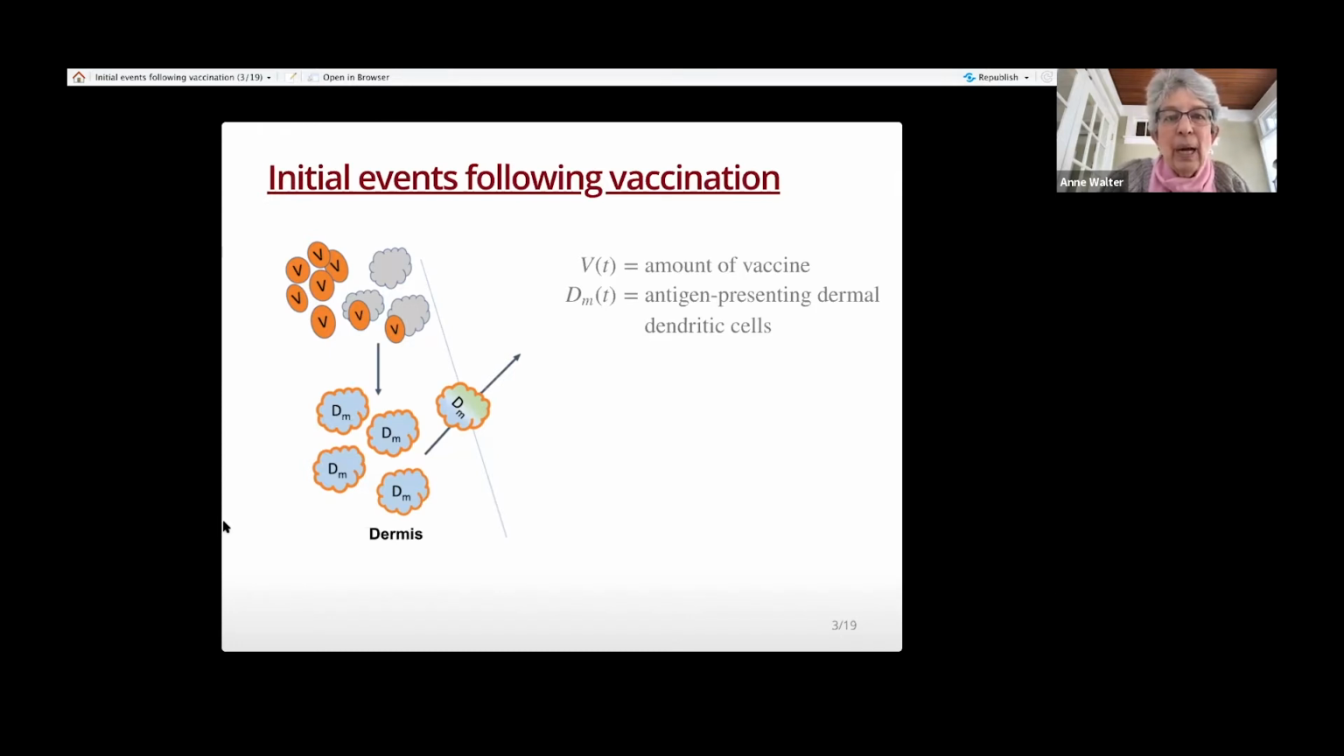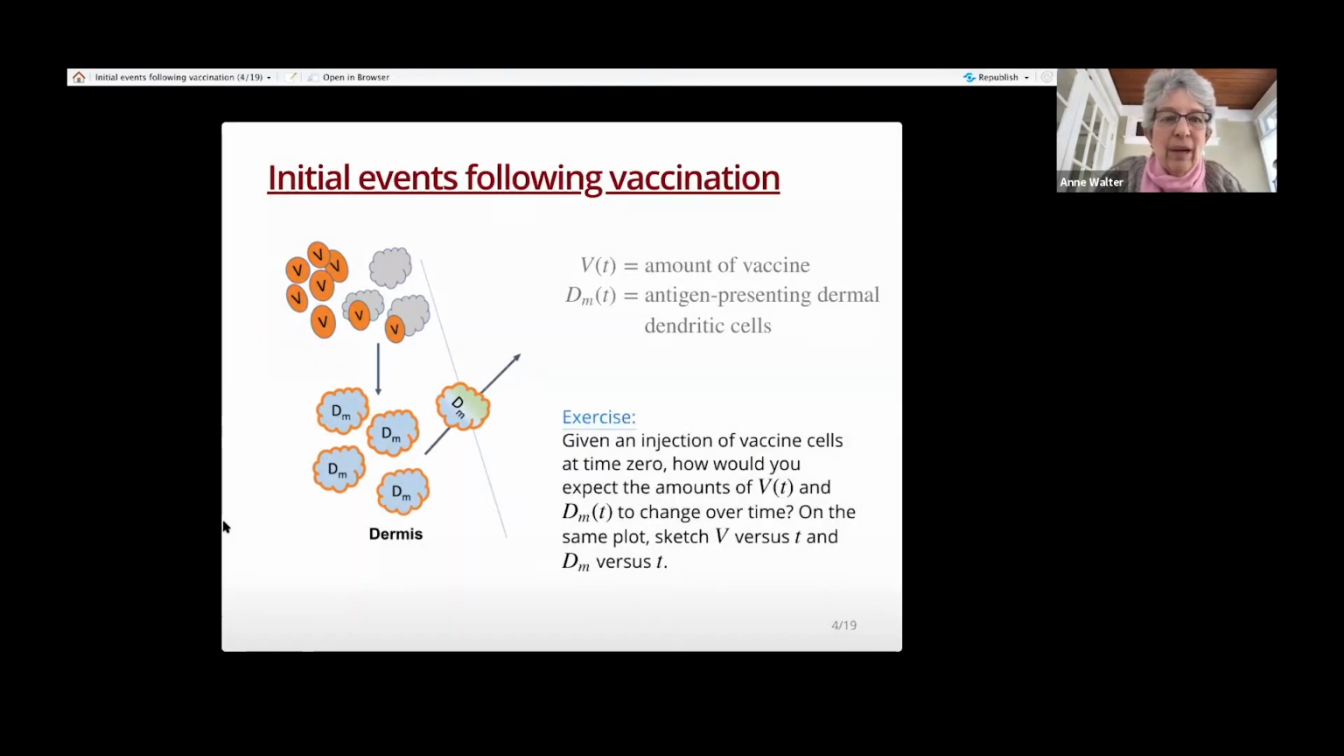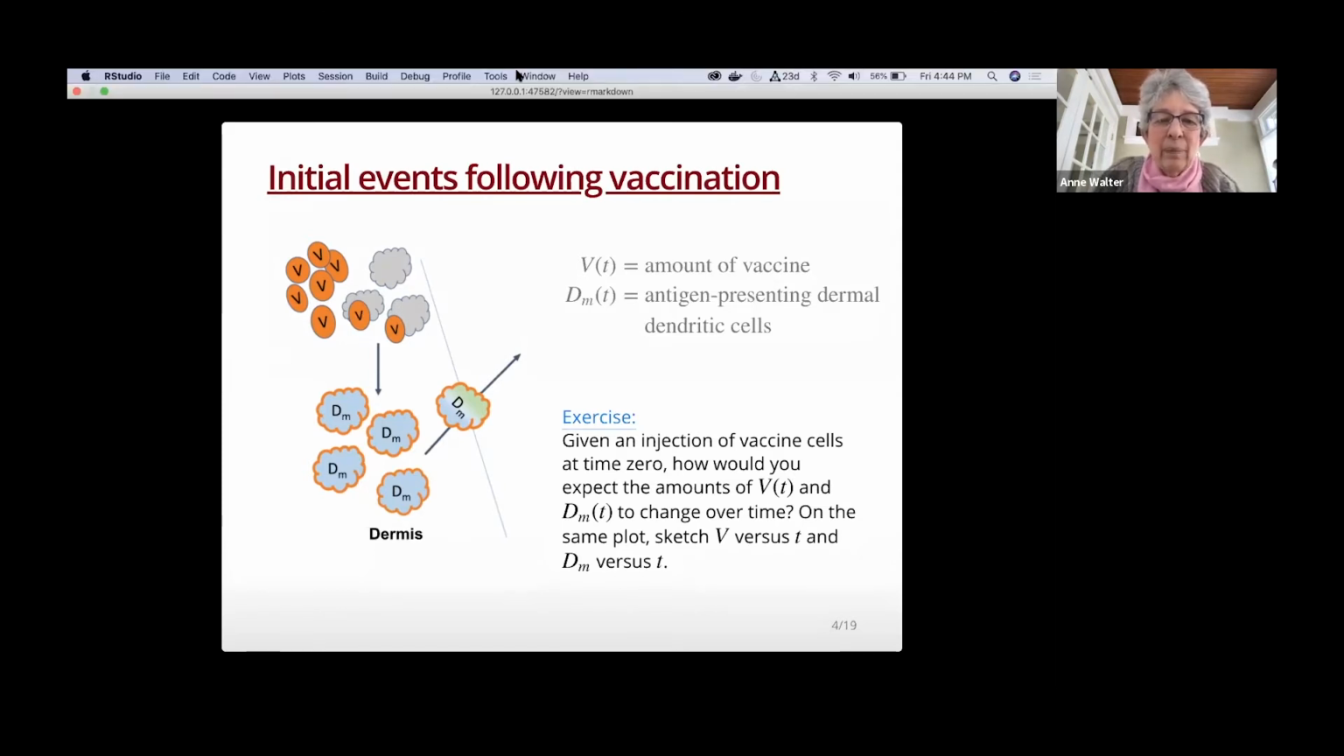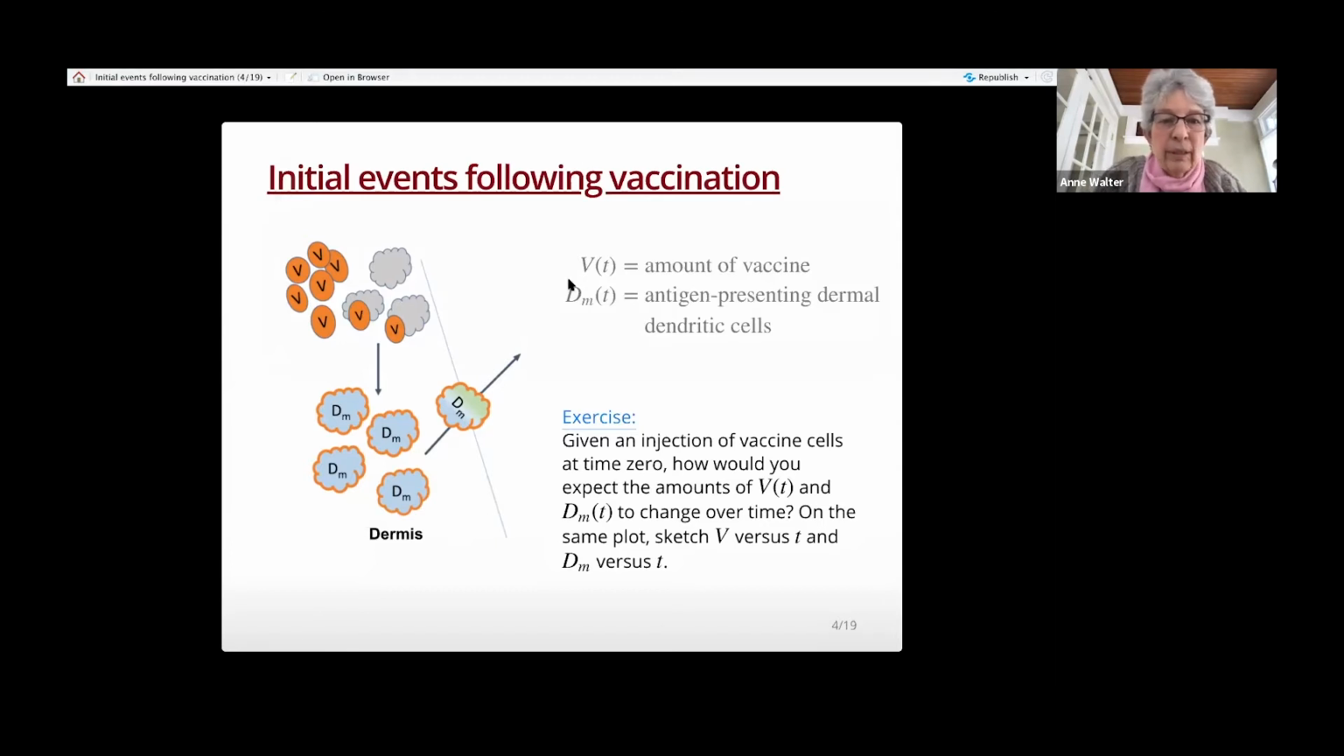So our first job is to guess what's going to happen when we inject the vaccine cells at time 0, and figure out what you think is going to happen to the number of vaccine cells. They do disappear into the dendritic cells. And then what's going to happen to the dendritic cells over time. So we're going to invite you to do an exercise.